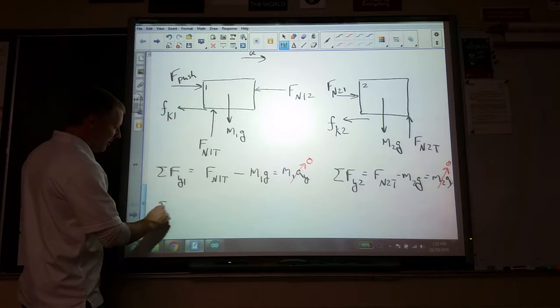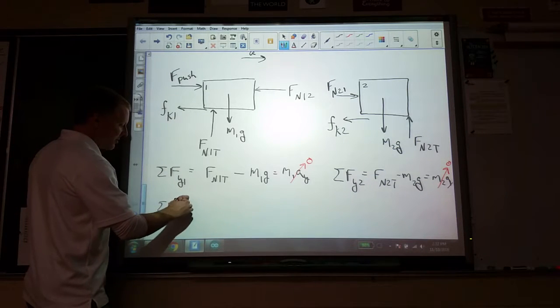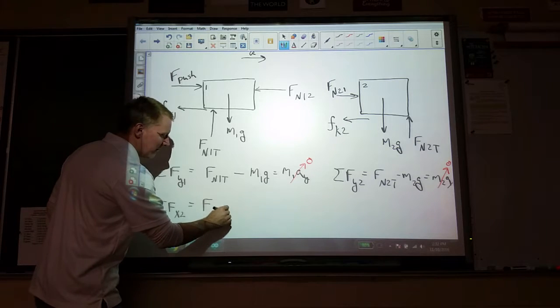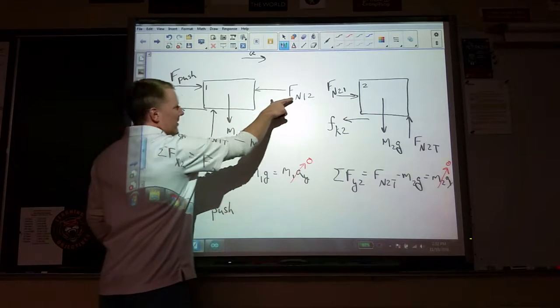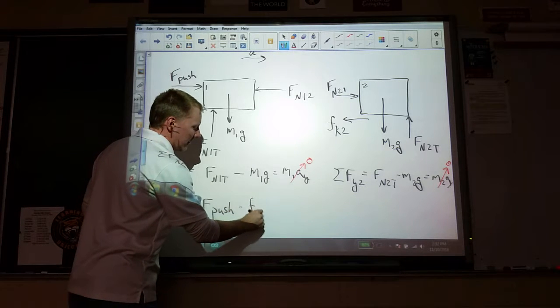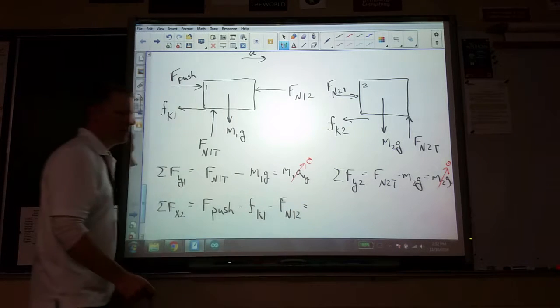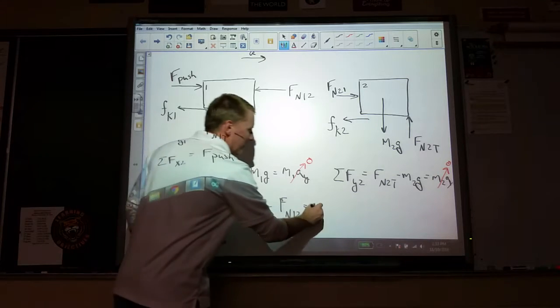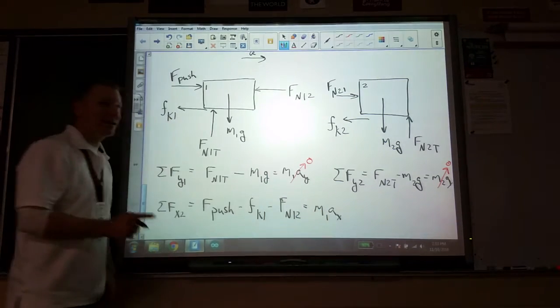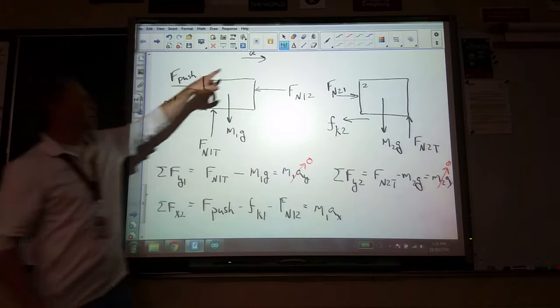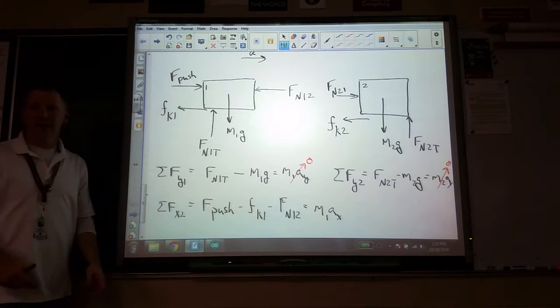X is the same method, but it's more interesting in this problem. The F push is positive because it's in the same direction as the acceleration. These 2 are negative. And normal between 1 and 2. Tate, what's that equal to? MA, in the X. Which is not 0 here, so we can't cross that out. Why? Well, we're told that we have an acceleration. Oh, okay. We don't know what it is yet.